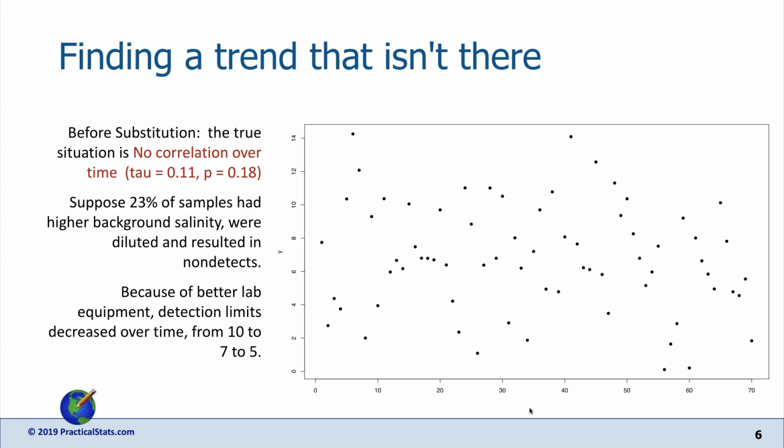Well, I'm making that up, but that's one of the causes of changing detection limits. At least in Western North America, some of the groundwater in the West is fairly saline, and people in the lab have to dilute that in order to run it through the equipment. And so that changes the detection limits.